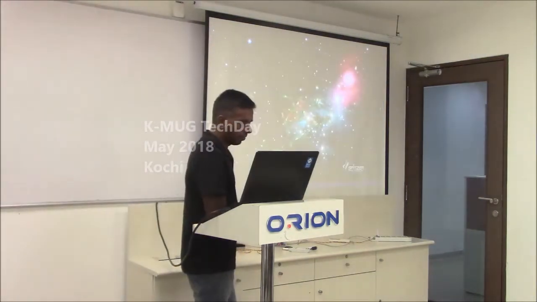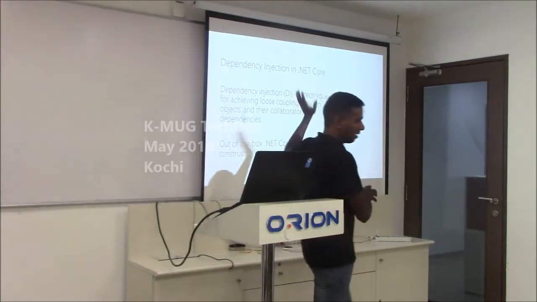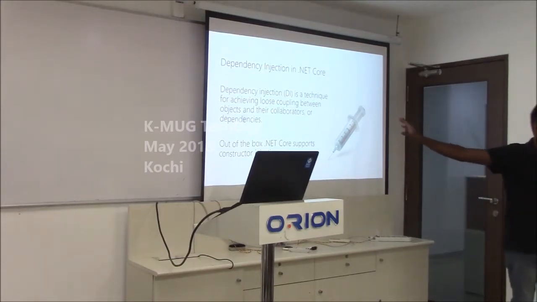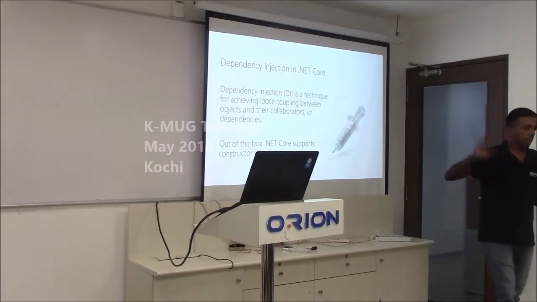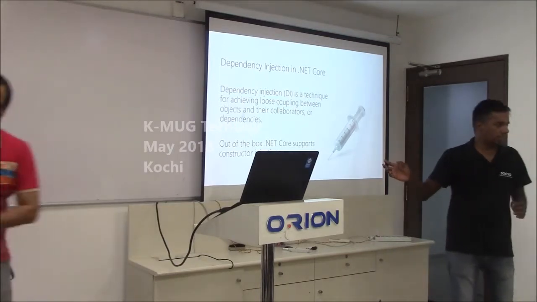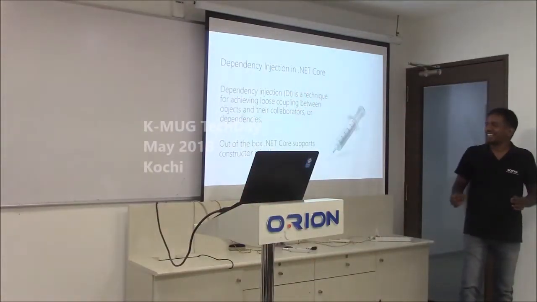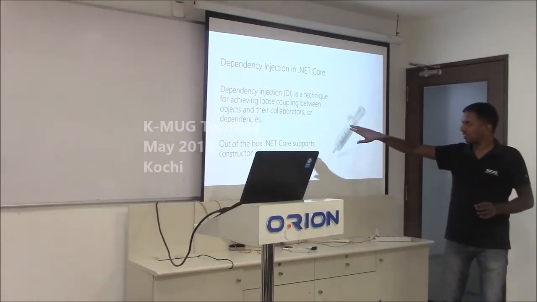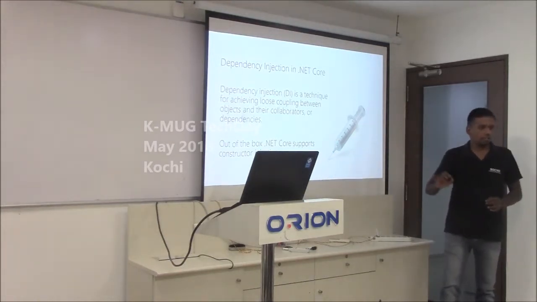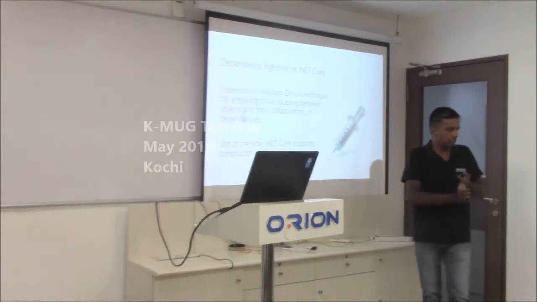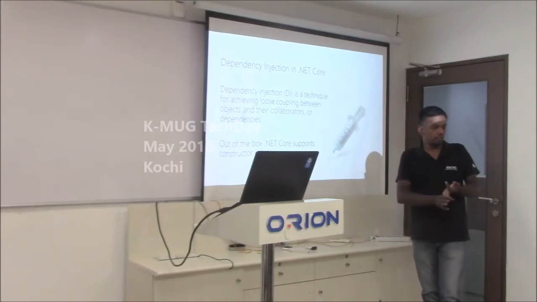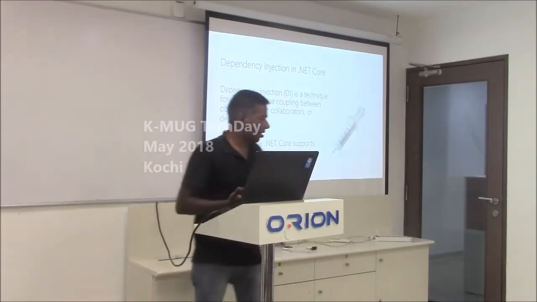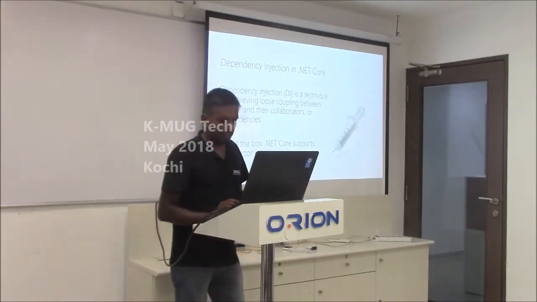Okay. Anyway, Prasid is going to talk in detail about dependency injection. But in ASP.NET Core or .NET Core, dependency injection is the base. Unlike Web Forms or earlier versions of MVC, everything is dependency injection. See the screen. Dependency injection is a technique for achieving loose coupling between objects and their collaborators. There are mainly three types of dependency injection: interface injection, property injection, and constructor injection. By default, ASP.NET supports constructor injection out of the box.